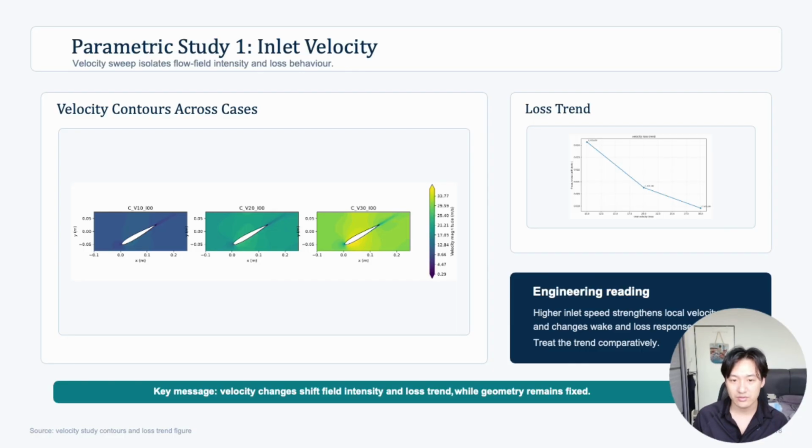The wake and loss result shows that the normalized pressure loss coefficient decreases from about 0.0243 to about 0.0189 as velocity increases. This indicates that, within the tested range, higher inlet velocity reduces the relative viscous loss contribution while the geometry and incidence remain fixed. The key point is that the inlet velocity changes the intensity of the flow and the loss response, but it does not completely change the basic flow topology.